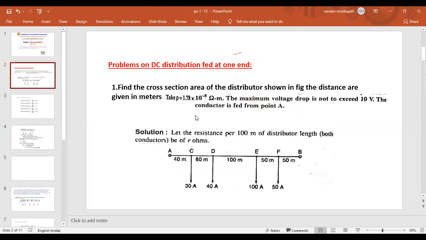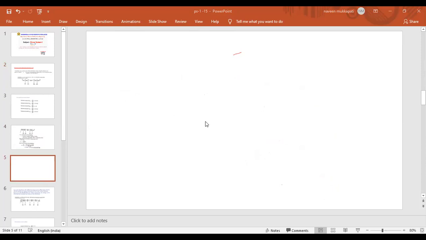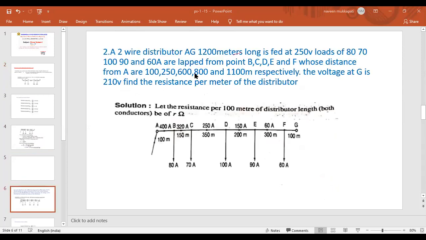Okay, this is the procedure for solving the problem when the DC distribution is fed at one end. Next, coming to the DC distribution fed at one end for concentrated load.